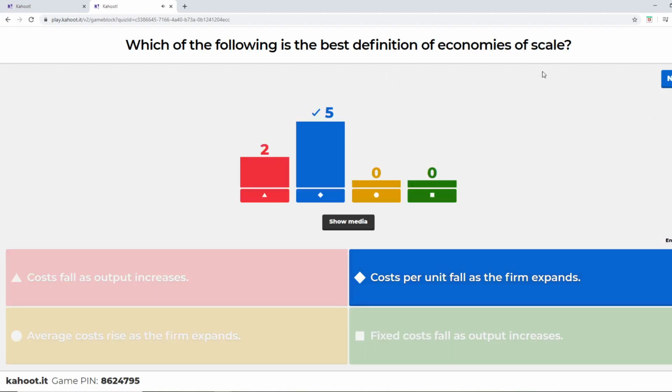Okay, economies of scale, right? Cost per unit. That is the average cost. So as the firm expands, when the output is getting higher, when the firm is getting bigger, that is correct. So that is the correct answer.